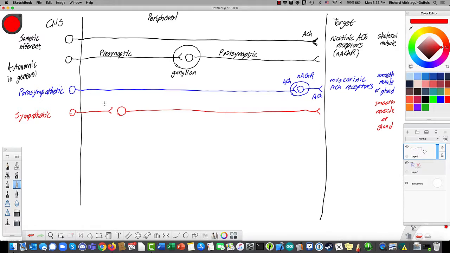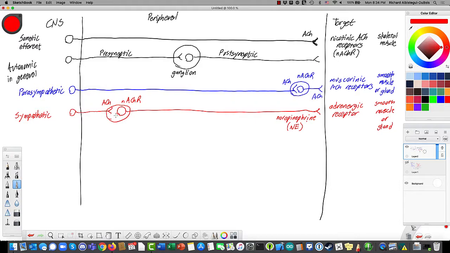The preganglionic cell uses acetylcholine as its transmitter, and the postganglionic cell has nicotinic acetylcholine receptors. The postganglionic cell, though, is going to use something called norepinephrine, which we usually just abbreviate NE. And the target organ will have what we call an adrenergic receptor. So there's two big differences in the normal sympathetic pathways compared to the parasympathetic.